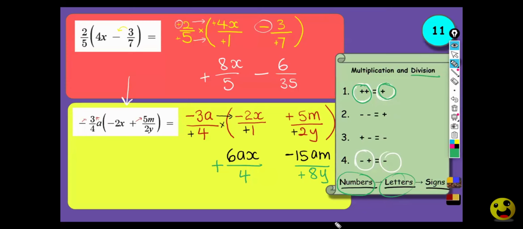Put it in the middle. And over here, minus divided by a positive. A minus and a positive, when you divide this minus by a positive, you get a minus. Put the minus in the middle. That's the end of the question. How many people got that?